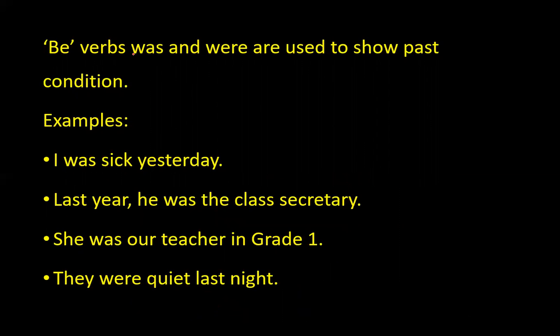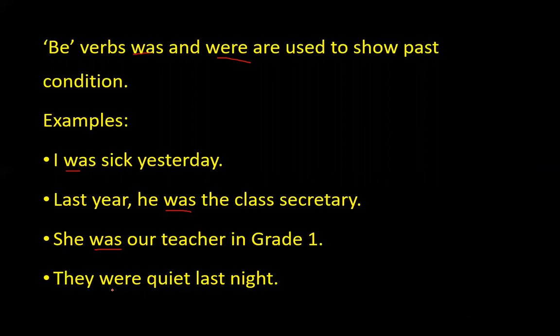The be verbs was and were are used to show the past condition. For example, I was sick yesterday. So the be verb was. Last year, he was the class secretary. Again, this happened in the past as it was indicated. It was last year. She was our teacher in grade 1. So again, we use was to indicate that the thing happened in the past.